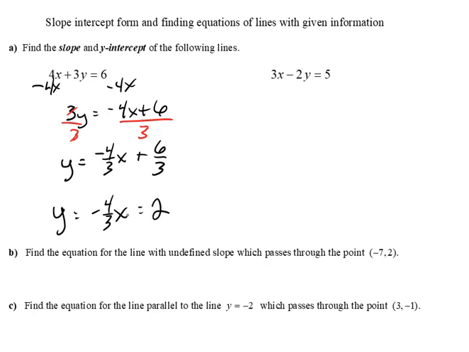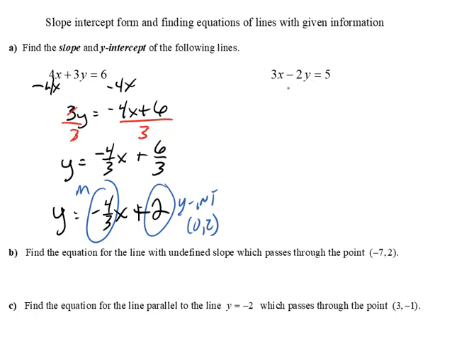So here, slope m is the negative 4/3, and the y-intercept should be plus 2. The y-intercept would be at the point 0, 2. So this is your y-intercept, at the point 0, 2. Okay, we'll do the same thing for the other problem.